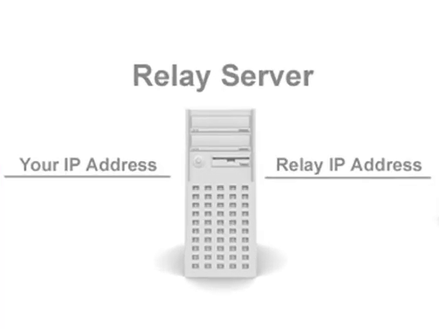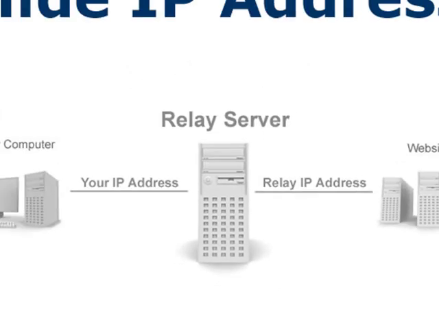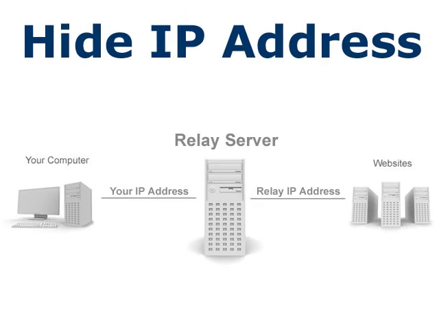The way to do this is by routing your internet requests through an intermediate server, so that the websites you visit only detect the IP address of that relay server and not your own. That's the principle that almost all anonymous web surfing services operate on. Now, the most common type of relay is known as a proxy server, and I'd like to give you a quick demo of how a proxy works.